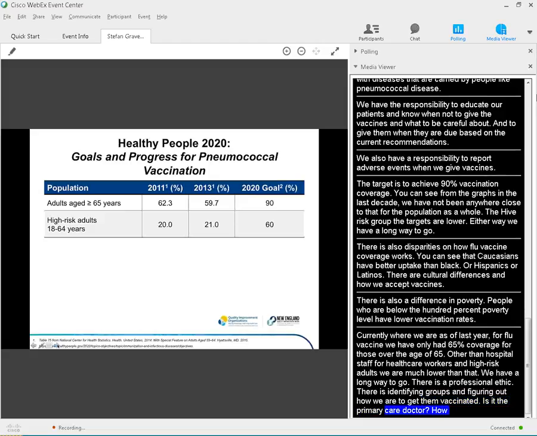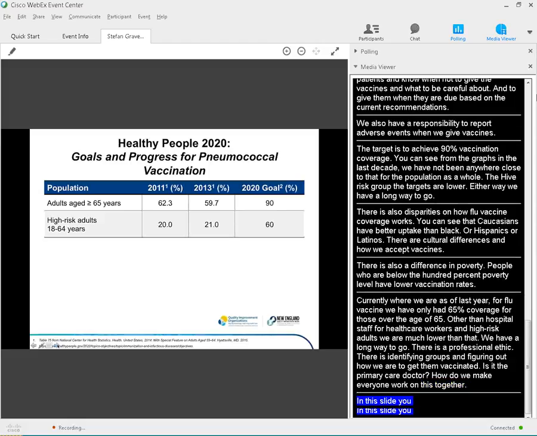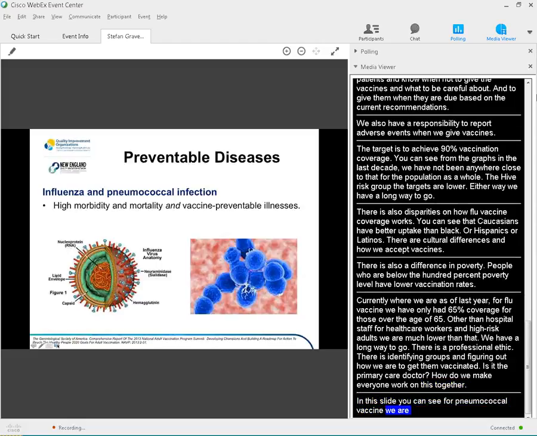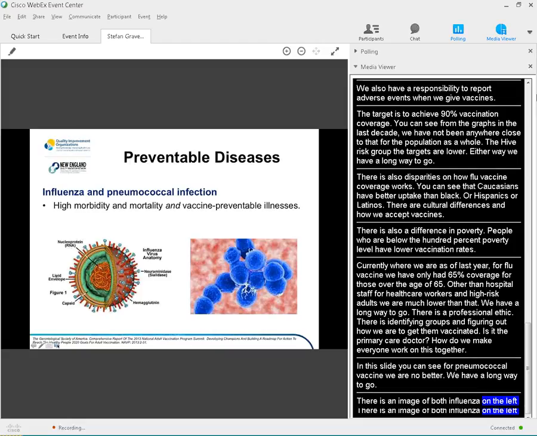So in this slide, you can see for pneumococcal vaccine, we are no better. It's a 90% goal for those over the age of 65. In the high-risk groups, we have a long way to go. There's an image here of both influenza on the left and the bacteria, Streptococcus pneumoniae on the right. These are completely preventable diseases, and vaccination is our best path forward.